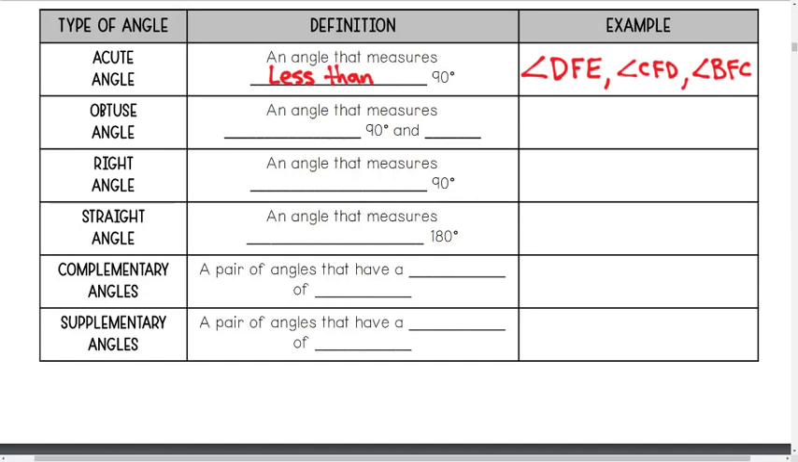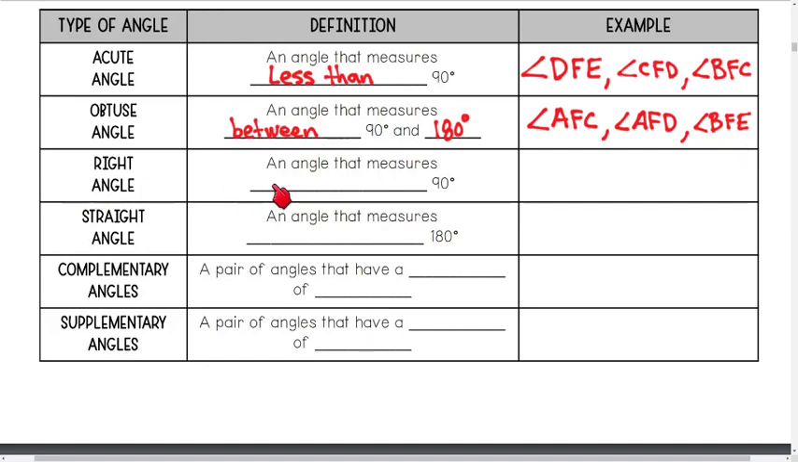Obtuse angles measure between 90 and 180 degrees. So that means that they are larger than 90, so larger than acute angles, but not bigger than 180. Some examples of this would be angle AFC, angle AFD, and angle BFE.